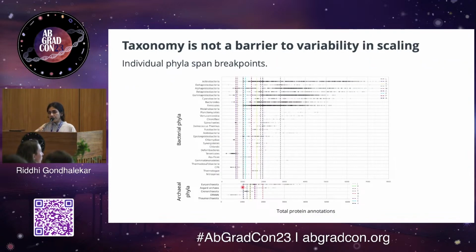So I placed these breakpoints on the total protein annotations to see if there's any specific pattern. But we can see these individual phyla are spanning the breakpoints, and there is no specific preference for the phyla to be present on either side of the breakpoints. So maybe taxonomy is not causing the positioning of these breakpoints, and maybe there are some other factors like physiological or environmental factors that are causing these breakpoints.